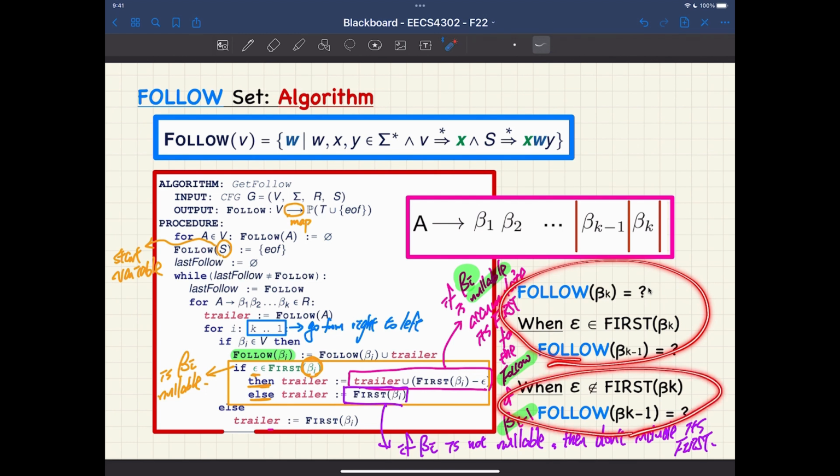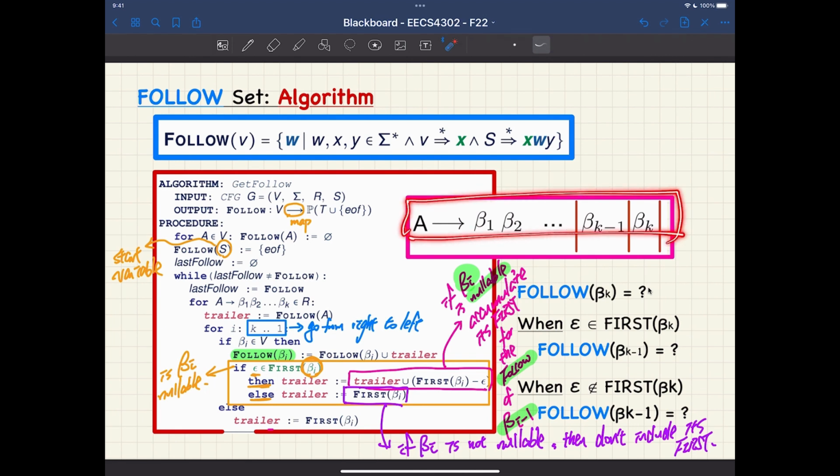So this will be something you will have to figure out in general. Okay, let's say this is the rule that we are currently considering. So we should definitely consider beta k. What will be the follow of beta k? And this is actually some special case we talked about, remember? Because beta k happens to be the rightmost component. So the follow of beta k should be the follow of A at the same time, right? That's something we did before. Number one, I can definitely put it right away. It would be the follow of A for sure, okay?